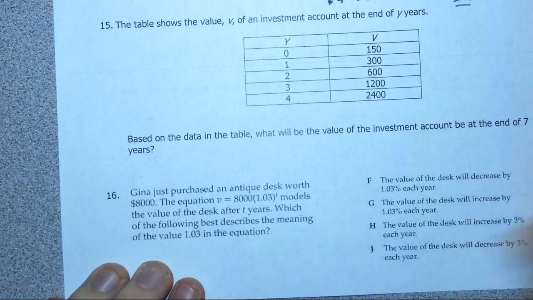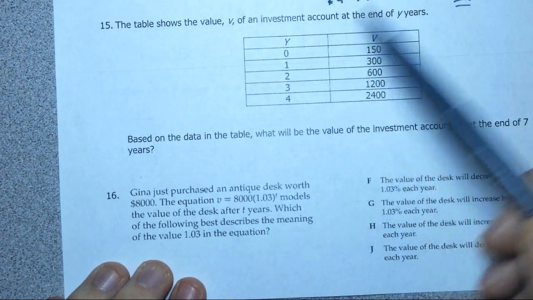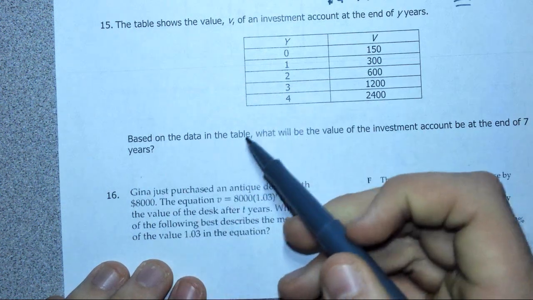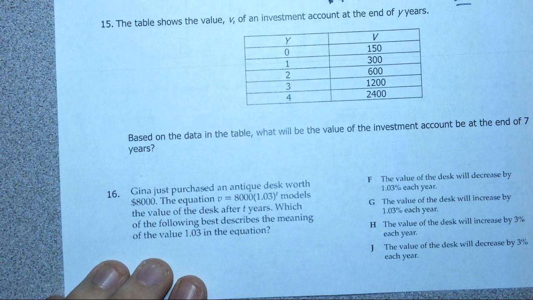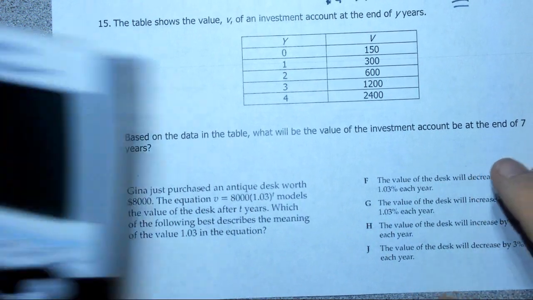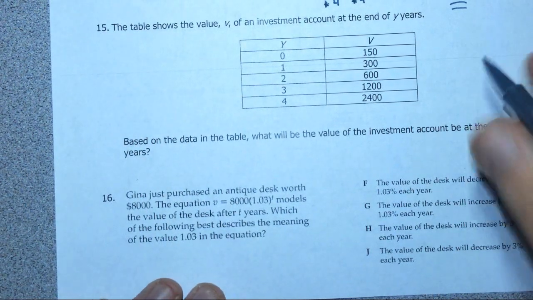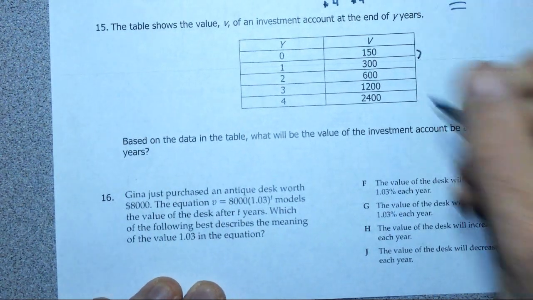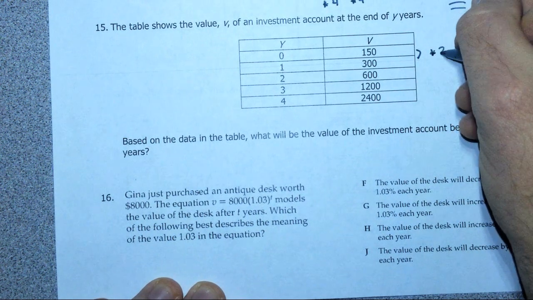Alright, finally, we're getting close to the end. Table shows investment. Ooh, money. Based on the data in the table, what will the value be at the end of 7 years? Alright, so I want to come up with an equation for this. Well, this one's actually easier to do by hand. Look at this. How did I get from 150 to 300? Well, I multiplied by 2.